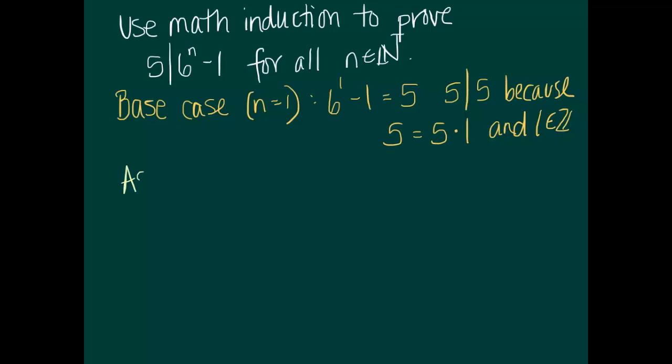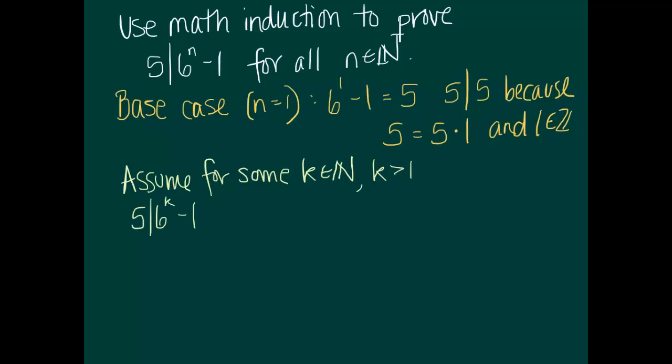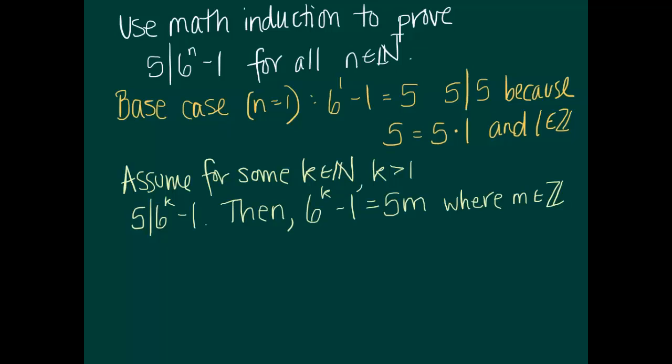Now for our induction assumption. Assume for some natural number k, and then we also have to say that k is not the lowest case here, because we already proved it for that. So for some k bigger than 1, we're going to assume that it's true: 5 divides 6 to the k minus 1. Then, using how I rewrote our statements, I can say that 6 to the k minus 1 is equal to 5 times some integer m. That's just the definition of divisibility. I can test this by saying 6 to the k minus 1 divided by 5 equals an integer, and then I just multiplied each side by 5. So that's our induction assumption. We are assuming this to be true.